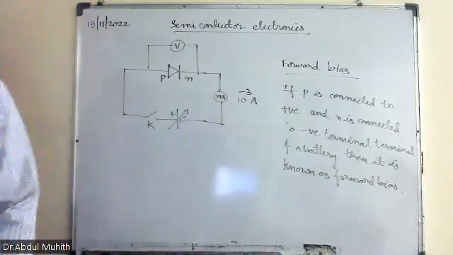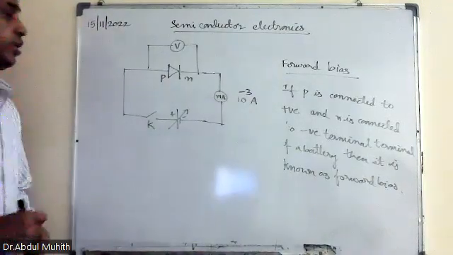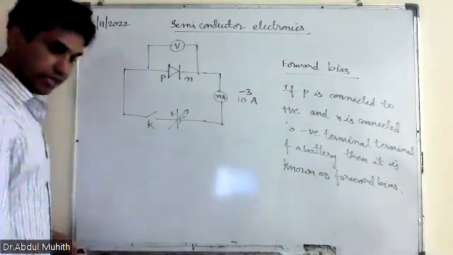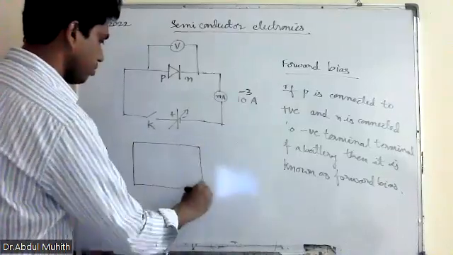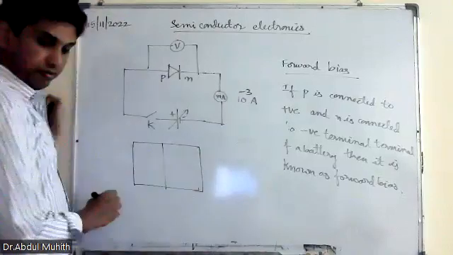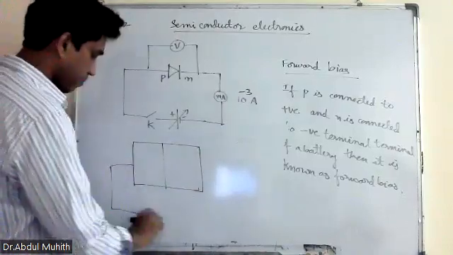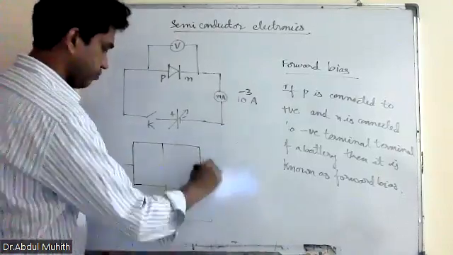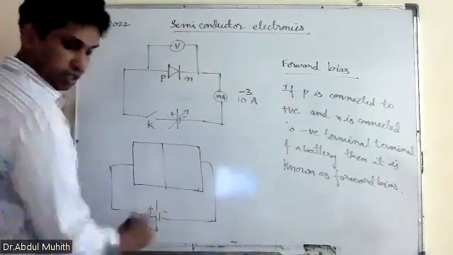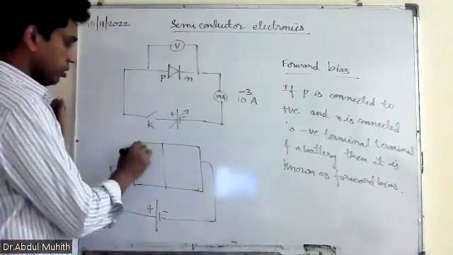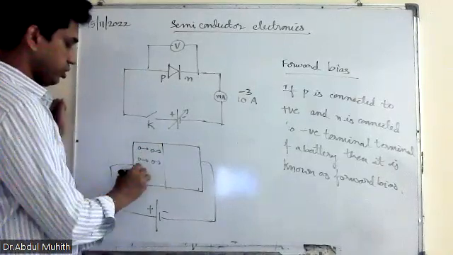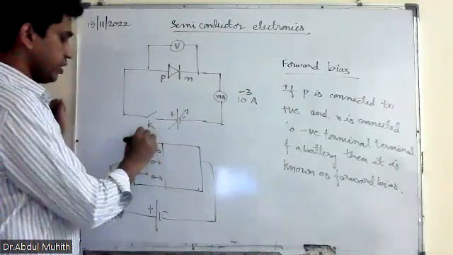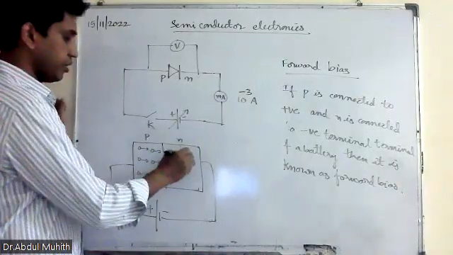Milliammeter means 10 to the power of -3. Now the same thing I am drawing it again here with the junction. Suppose here we have this is positive and this is negative. So all the holes are moving in this direction. All the holes are moving in this direction. This is for P, and this is N. Electrons are moving in the opposite direction.